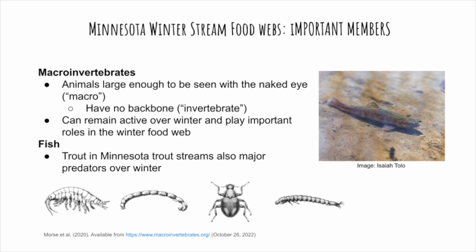In Minnesota streams, these include macroinvertebrates. Macroinvertebrates are animals that are large enough to be seen with the naked eye and have no backbone. Many of these animals can remain active over winter and play important roles in the winter food web. They include insects that are consumers and predators. Fish are also important, and trout in Minnesota streams are important predators during winter.